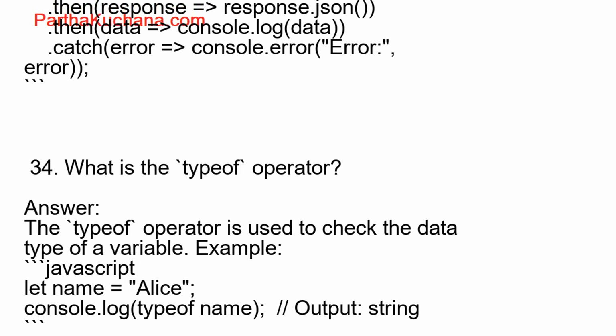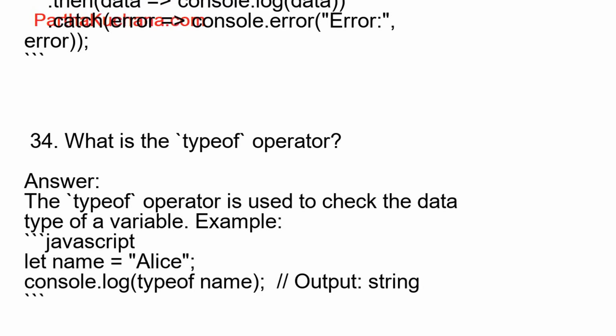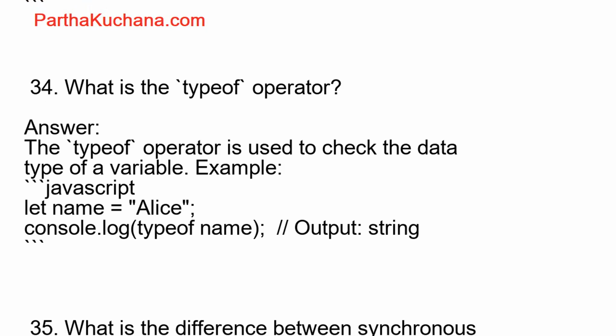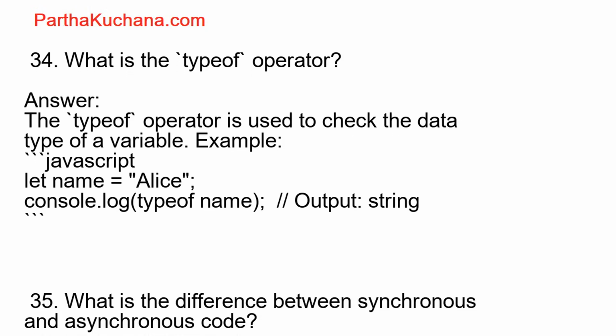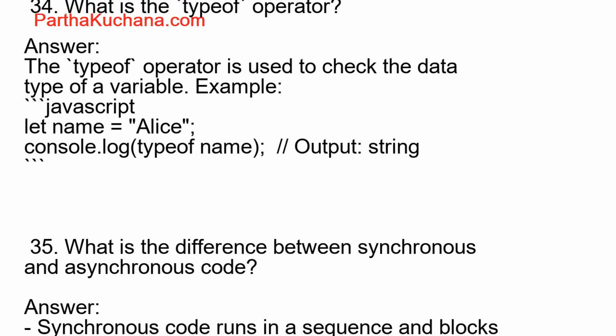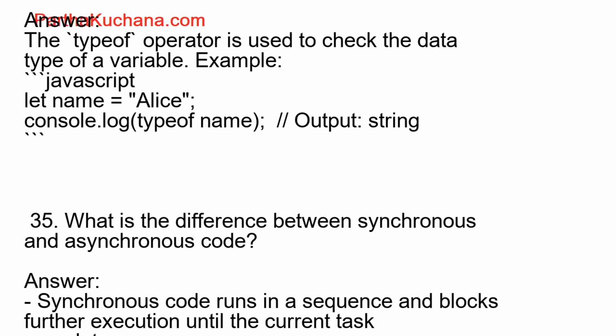36. What is hoisting in JavaScript? Answer. Hoisting is JavaScript's default behavior of moving declarations, variables, and functions to the top of their scope before code execution. However, only the declarations are hoisted, not the initializations.